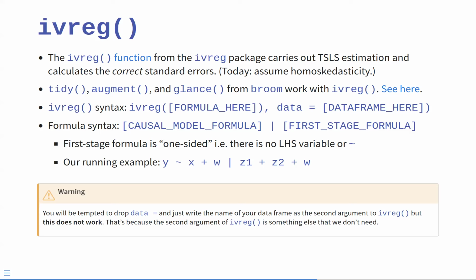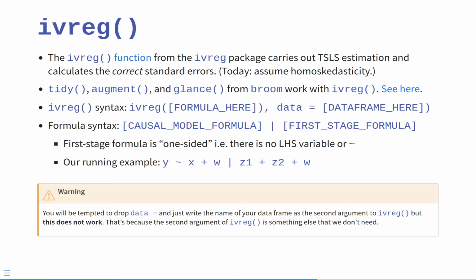So for the running example that I have been discussing on the past few slides, the formula that we would use is y tilde x plus w, vertical bar, z1 plus z2 plus w. So let's take a look at the first stage formula. What's going on here is we use plus to separate the different right-hand side variables. So those are the predictors of x in the first stage regression. Notice that I've got to specify what the instruments are, but I've also got to put in the exogenous control regressor. I have to put it in manually.